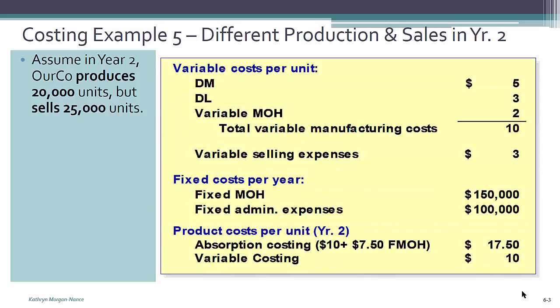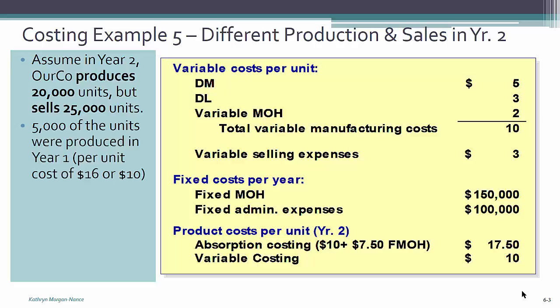In our final example, Example 5, we will consider what happens when we produce less than what we sell. We'll refer back to example number 4 that we covered in part 3 of our video series. Please make sure you're familiar with it. This time, assume we are in year 2 of production. Also assume ARCO produces 20,000 units, but sells 25,000 units.